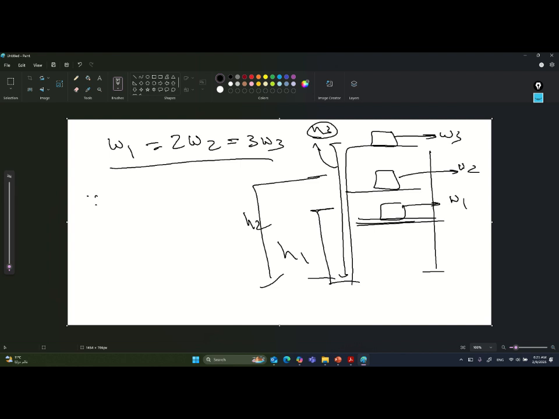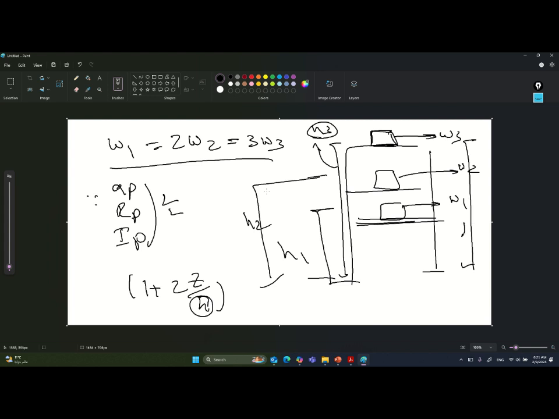So to apply the equation, maybe they have the same type. So the AB and the RB and the IB will be the same. However, the location is different. So in this factor of 1 plus 2 multiplied by z divided by h, the h is related to the total height of the building. Okay, so if I have equipment at this location, the z will be 0. Okay, so it will have no effect from the building.